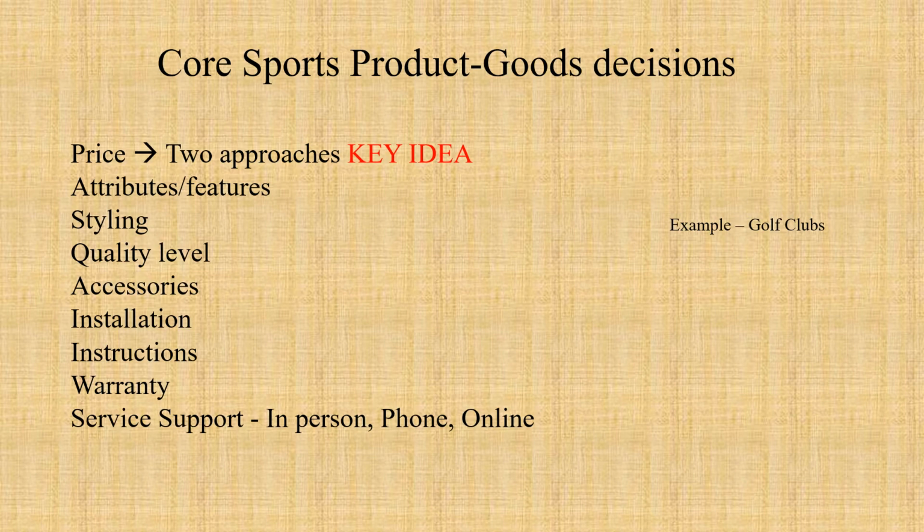Other factors would be the styling. What should the product look like? The quality levels. We have multiple quality levels, from very high quality to medium levels of quality to minimum acceptable levels of quality. What kinds of accessories might we add? When you buy something at the store like a laptop computer, it comes with a number of accessories, including software. There is the potential to have to sell installation.